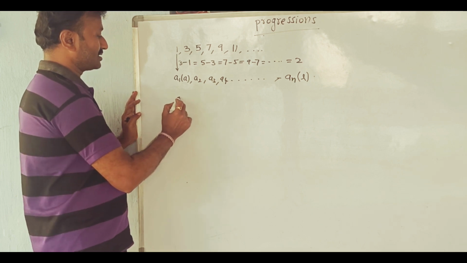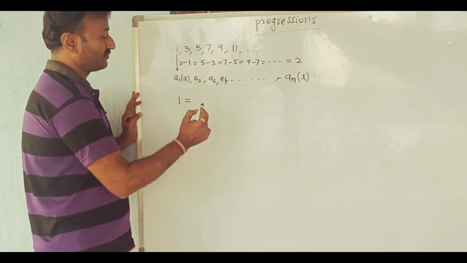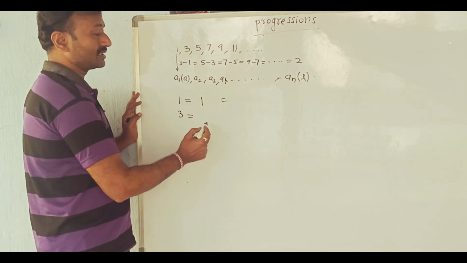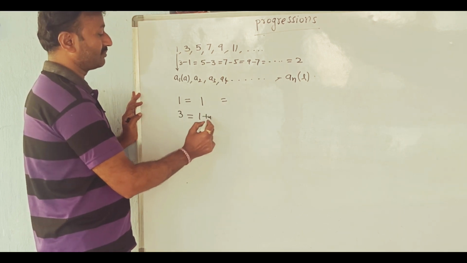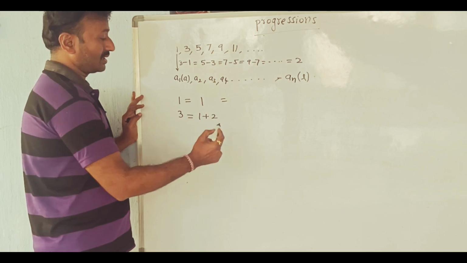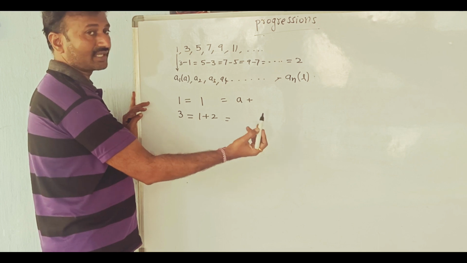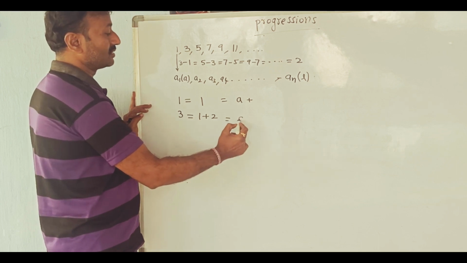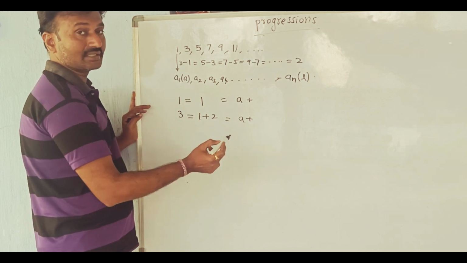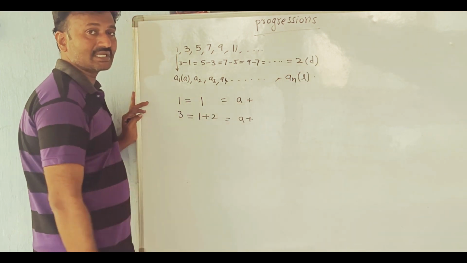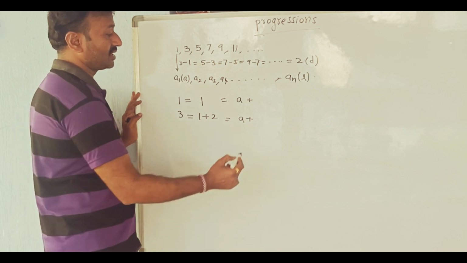Okay, let us discuss here. 1 is the first number. Clear? Second number, how do we get it? By adding the fixed number. For A1, here we have added nothing. For A2, what did we add? There is a fixed number. This D, what is this? D is the common difference. That is only the fixed number.